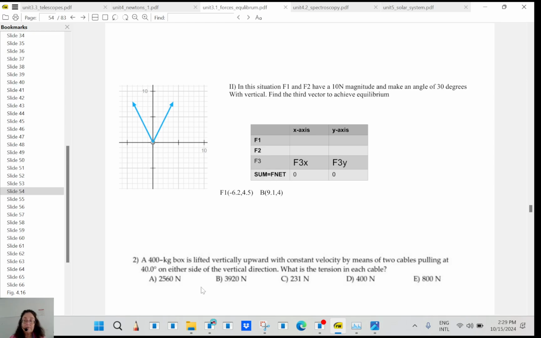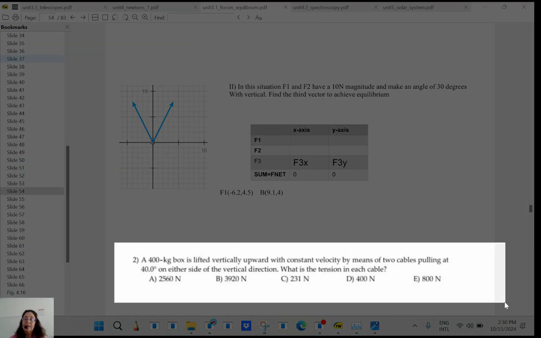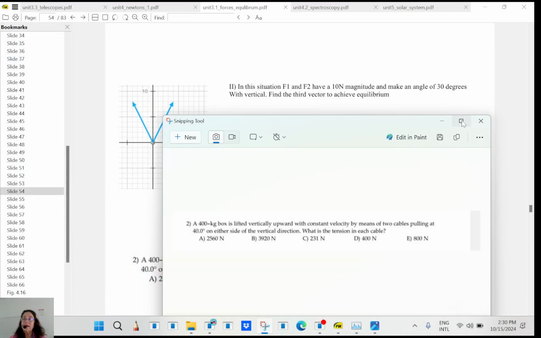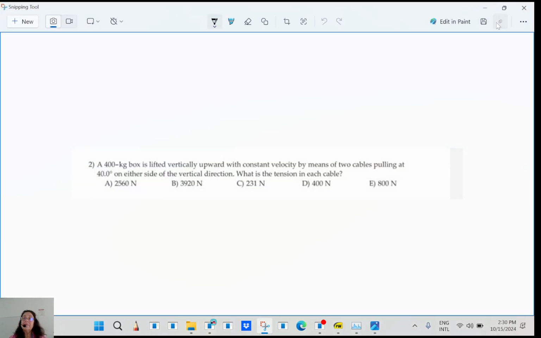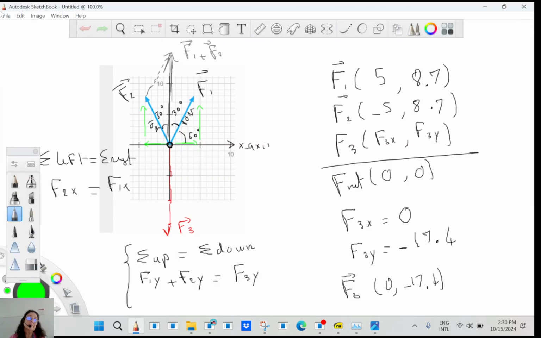Let's see. Well, this one is easy, but let's do it very quickly. I think it's from your homework. So it's the same idea, okay? You can help each other do it quickly.